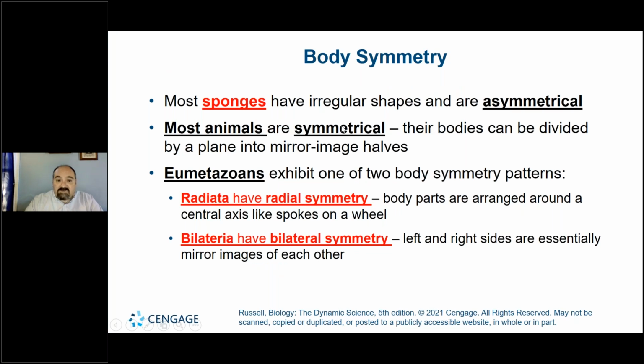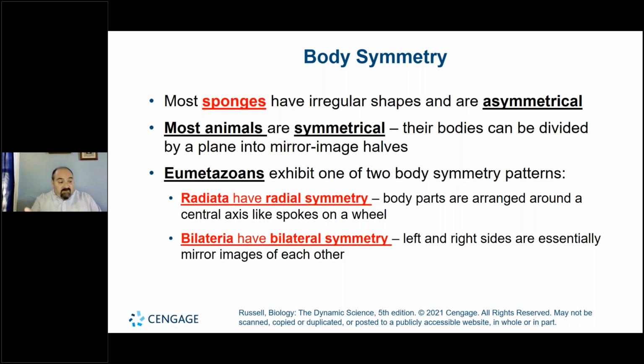So again, most animals are symmetrical. We're talking about all animals other than sponges exhibiting one of two body symmetry patterns. When we think of bilateral symmetry, we have a right and a left side, and they're equal. We have a right and a left upper extremity, lower extremity, and our face has a right side and left side.